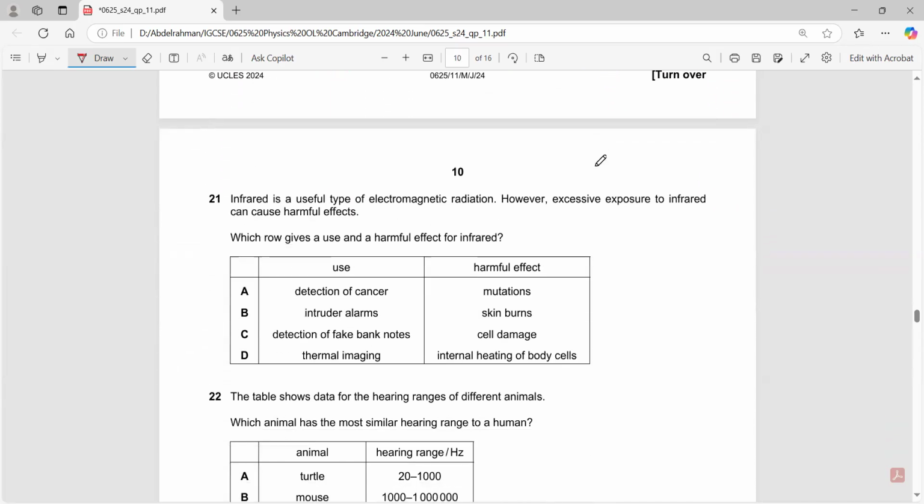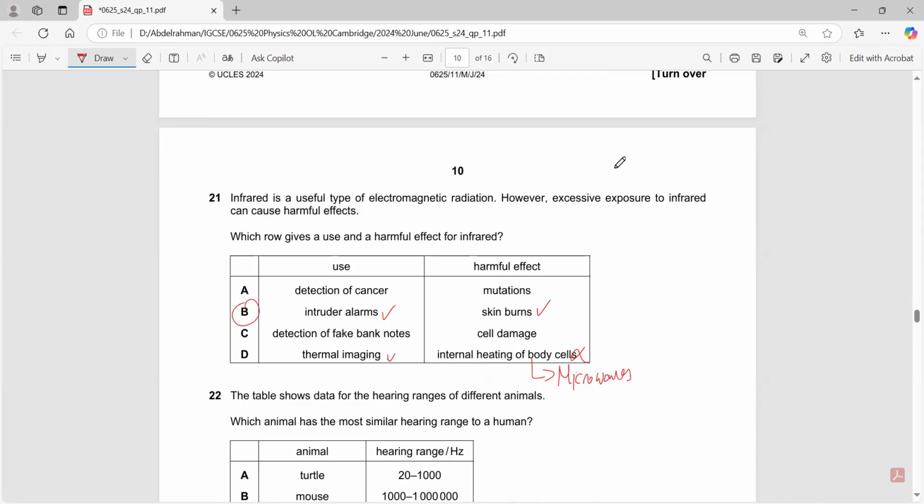Infrared is a useful type of electromagnetic radiation. However, excessive exposure to infrared can cause harmful effects. Which row gives a use and harmful effect of infrared radiation? The use could be intruder alarms, or thermal imaging, while the harmful effect could be skin burns. Could it be internal heating of body cells? No. Why? Because this is a harmful effect of microwaves, not infrared radiation.